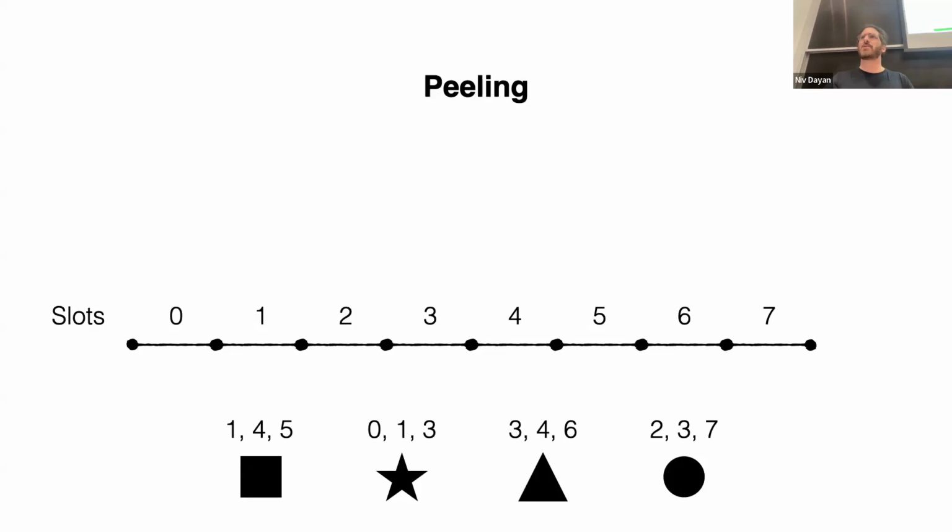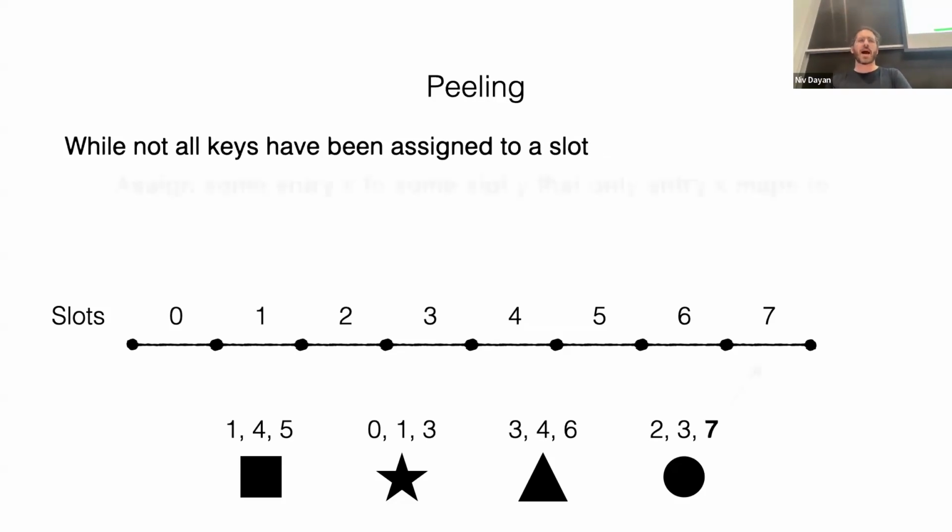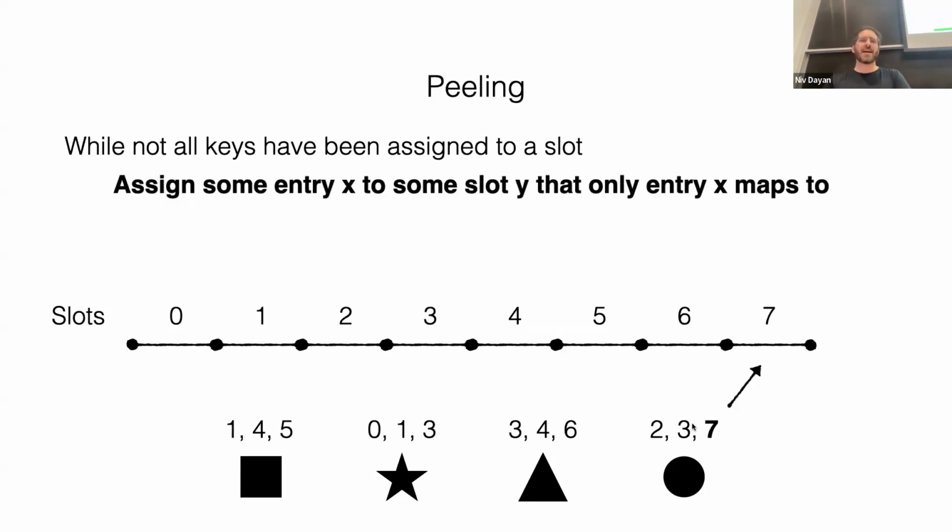Let's look at a very concrete example. Here are 4 keys, and each one of these 4 keys maps to the following 3 slots. So this key, for instance, maps to 0, 1, and 3. Now I'm going to apply the following algorithm. While not all keys have been assigned a unique slot to own them, I am going to find some entry that only maps to a single slot.